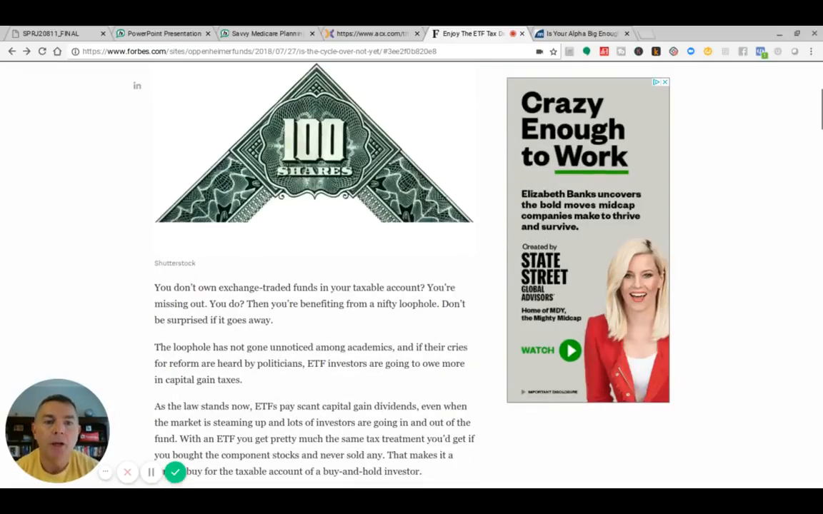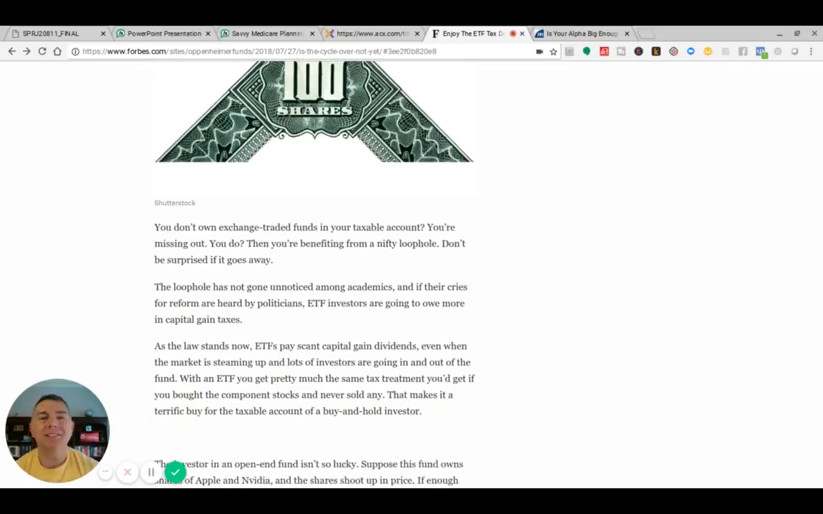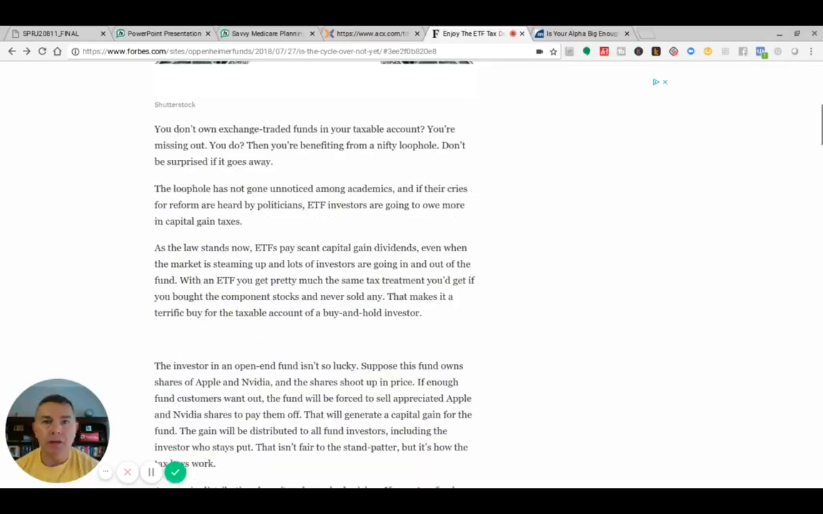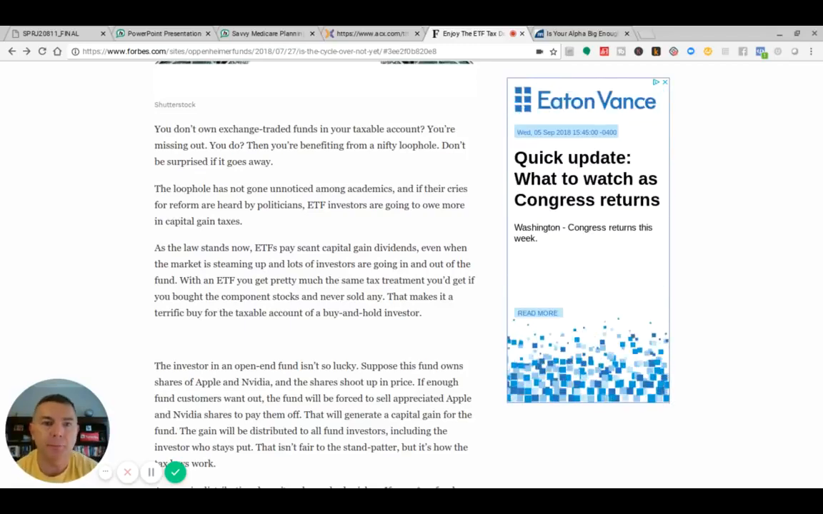All right. If you don't own exchange traded funds in your taxable account, you're missing out. If you do, then you're benefiting from a nifty loophole. I hate when they say that term loophole. There's not a loophole. It's just a tax code. There's no loophole in the tax code. It is what it is. You can either take advantage of the tax code or you're not. It's not a loophole like you're taking advantage of it in a nefarious manner.